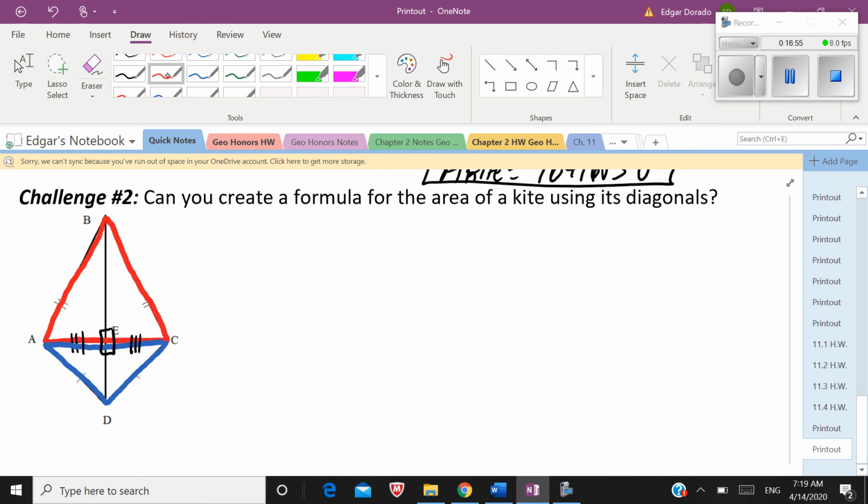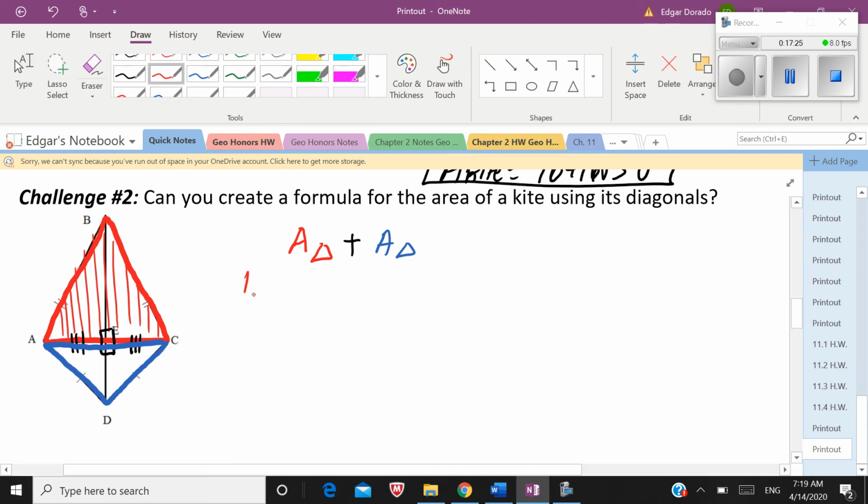Let me use my color red here. So I'm going to go ahead and find the area of that red triangle. But I'm going to use my letters here, and just general statements. I'm not going to actually use numbers. So what is my base here? So my area for the whole kite would be the area of the red triangle plus the area of the blue triangle. So let me see if I can actually write that down.